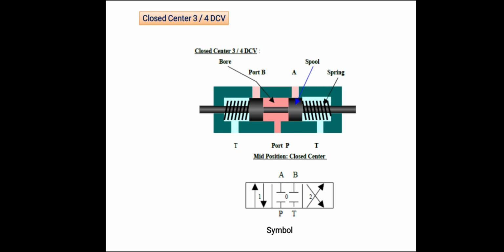So in the closed center direction control valve, all ports are closed to each other. Hence the actuator connected to the ports A and B is hydraulically locked and cannot be moved by an external force. In this position, the pump flow must go over the relief valve when the flow is not being used for any other parts of the circuit.